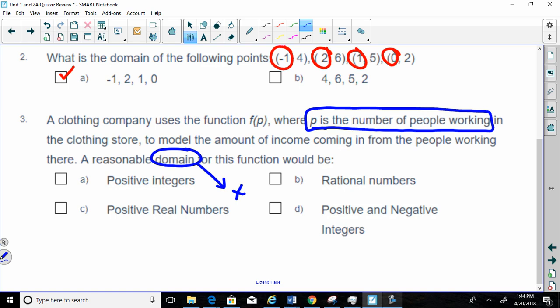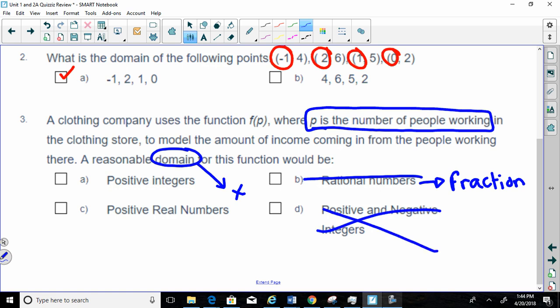So rational numbers, that includes fractions, right? Can I have a fraction of a person? No. Positive and negative integers. That means I can have whole people, but I can have negative people. Can I have negative people working? No. Real numbers includes everything, rational and irrational.